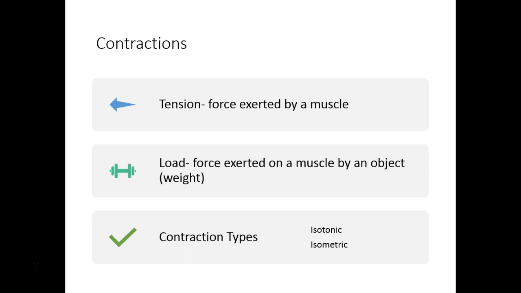All right, let's look briefly at some terminology associated with contractions. Tension is the force exerted by a muscle, and load is the force exerted on a muscle. For instance, if you pick up your weights when you're exercising, that is your load. The tension is what is being exerted by the muscle to hold that weight up. We'll look at two different types of contractions, isotonic and isometric.